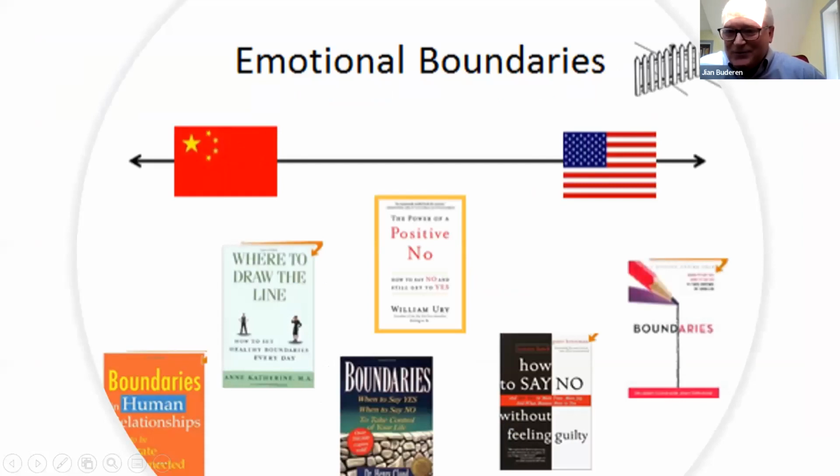Emotional boundaries. I love this one, right? I would challenge Professor Liu and Professor Tsai to find some self-help books in Chinese that are basically about emotional boundaries, right? How to say no, how to set boundaries. This is as much as I'm going to do and no more, because in China, it would just be insulting, right? To say, you can't ask me to do this.